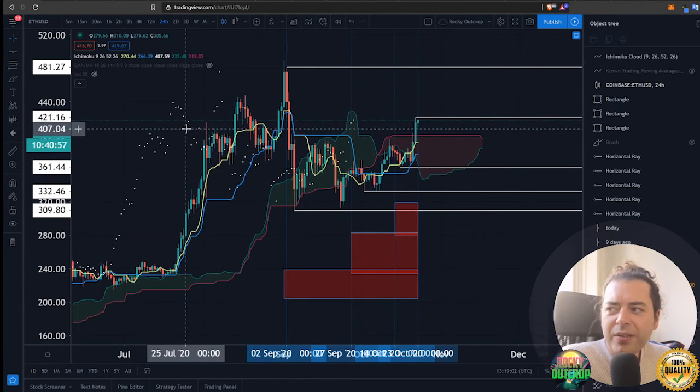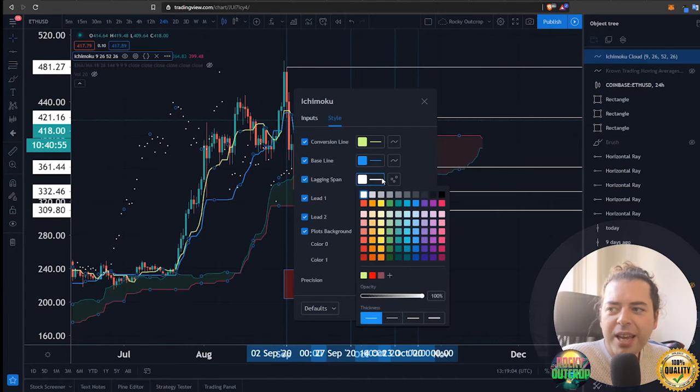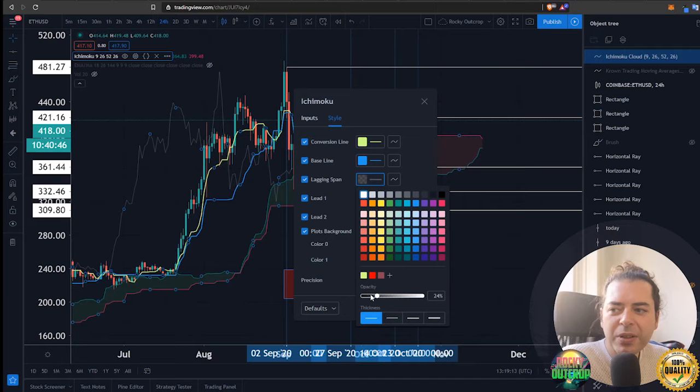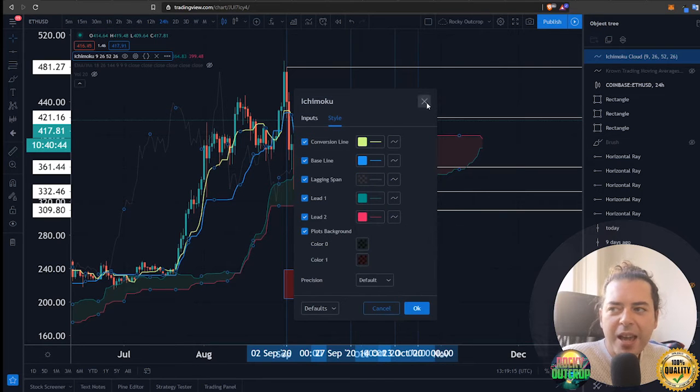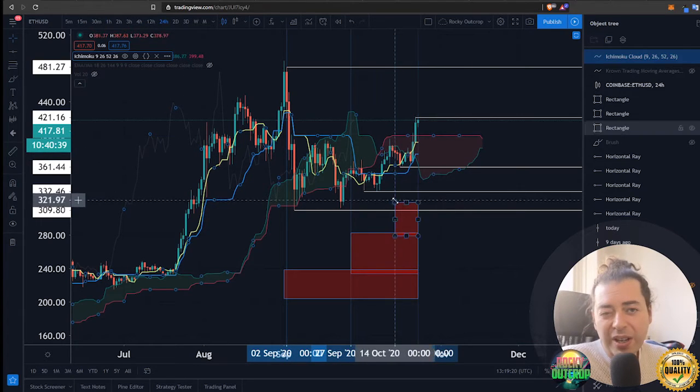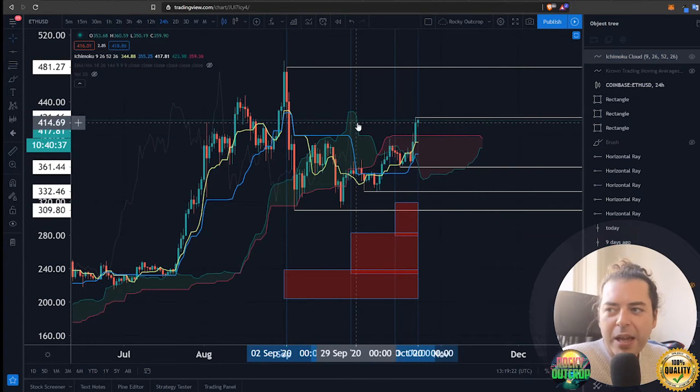And let me just get rid of the lagging span. Now, instead of getting rid of it, what I'm going to do is just shove it back down to being hardly visible at all, and put it back on the line structure, so that it's more similar to what you'll see on other people's videos, and more like Ichimoku style, but more ignorable for me as well, to be perfectly frank with you.